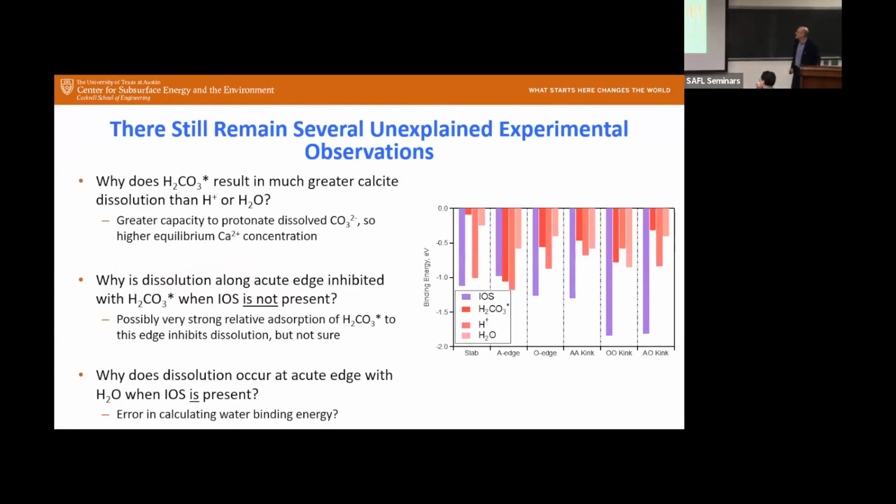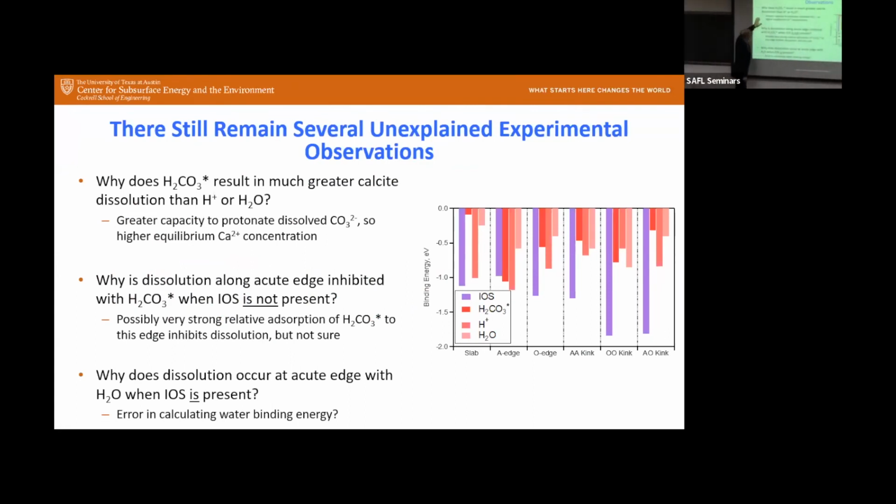All right. So there are still some unexplained observations. One, I already gave you an interpretation for it, but it didn't directly come out of our DFT. It's more just from general geochemistry. Why does the carbonic acid result in much greater calcite dissolution? And that has to do with this buffering capacity. The pH stays lower as we get dissolution, and it just has a lot more capacity to dissolve the calcium carbonate, right? One thing we couldn't interpret is why dissolution on the acute edge is inhibited with carbonic acid when IOS is not present, just by itself.